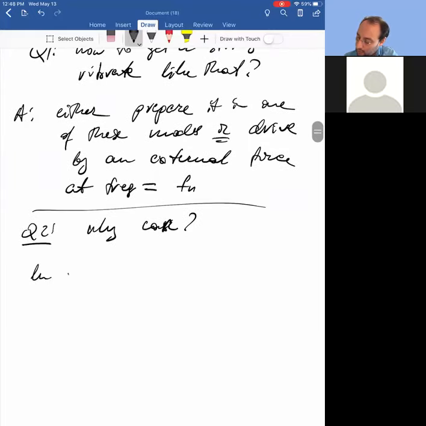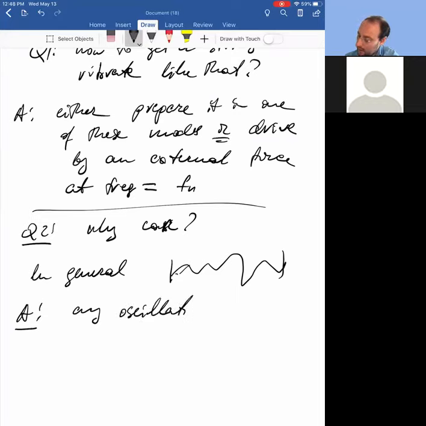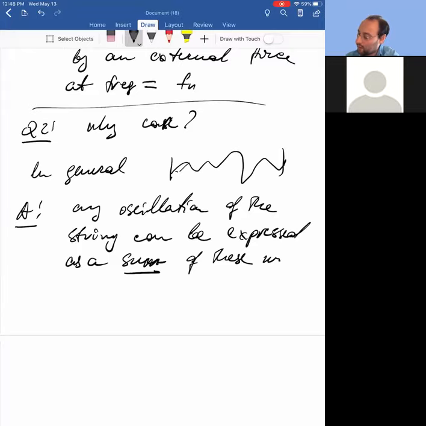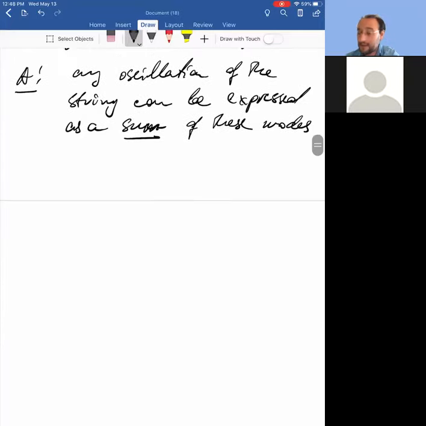Okay, so in general, if you pluck a string, it will have a complicated pattern, right? And the answer is that any oscillation of the string can be expressed as a sum of these modes. Okay, this is a big deal. That's why the modes are useful, because they form like bricks, building blocks, bases.